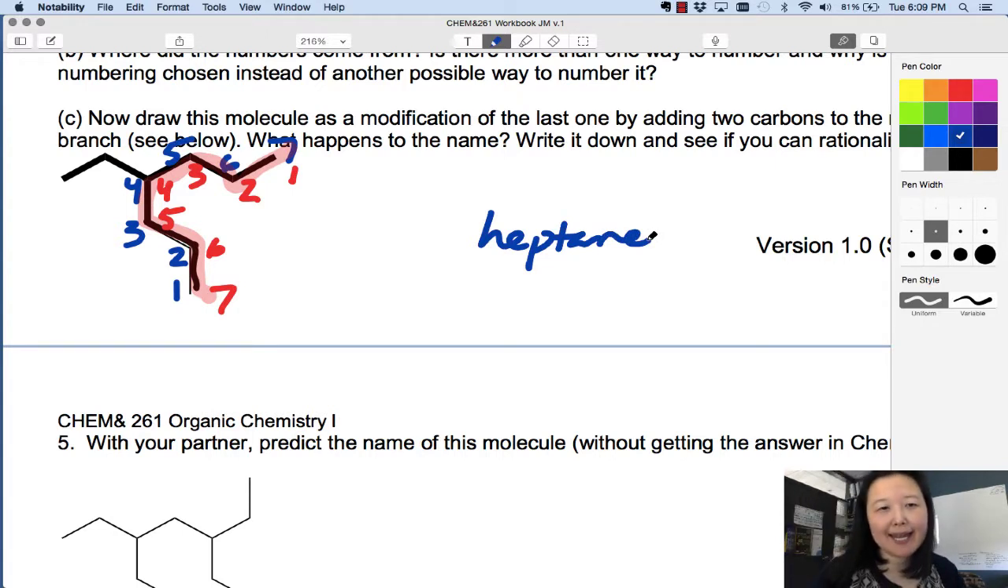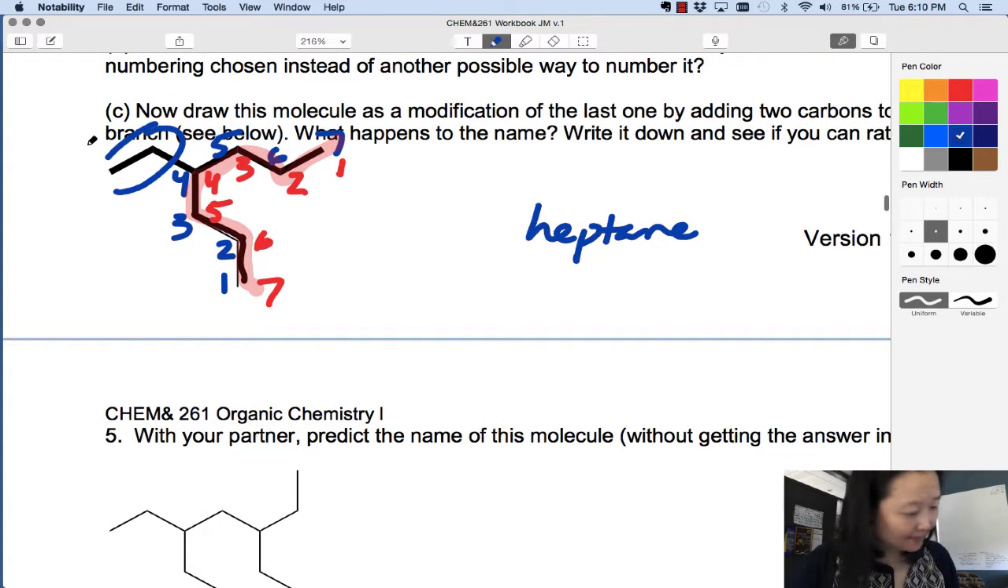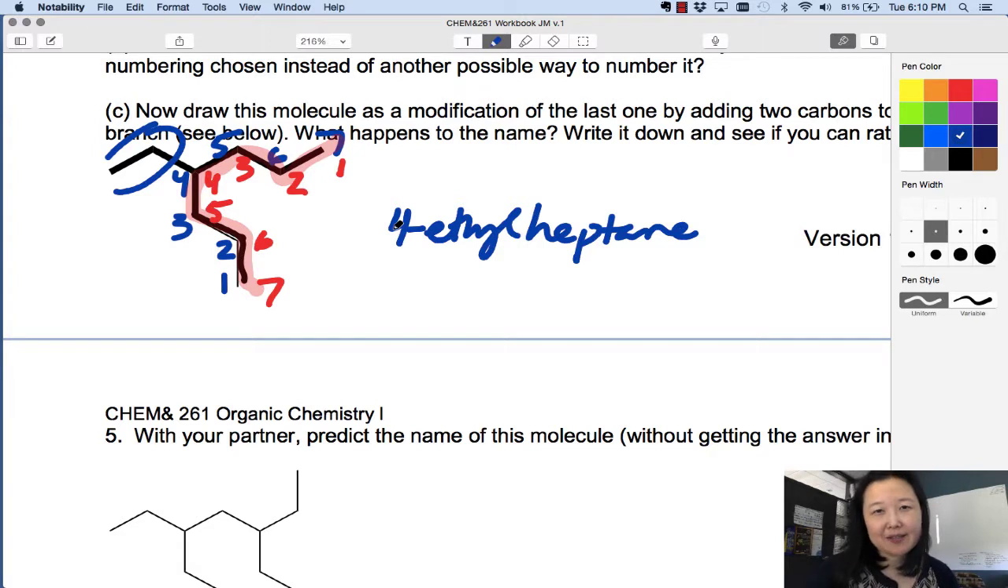It's a heptane, and we have a branch of a 2-carbon unit. What kind of branch is that? That would be called an ethyl branch, and that occurs at carbon 4. The best name for this, using a systematic name, which we call IUPAC, for International Union of Pure and Applied Chemistry, who come up with the rules for this, is 4-ethylheptane.